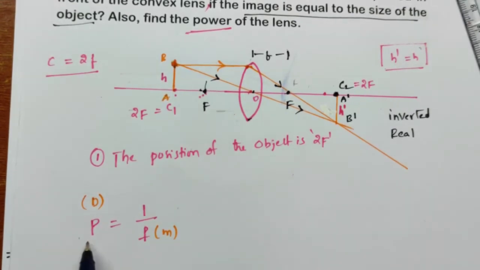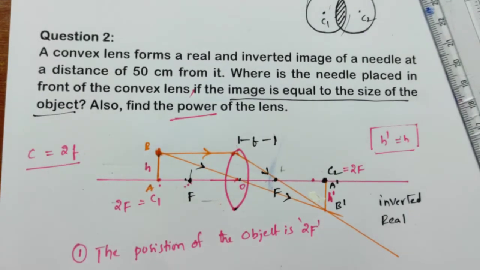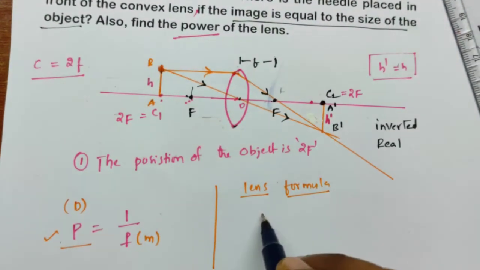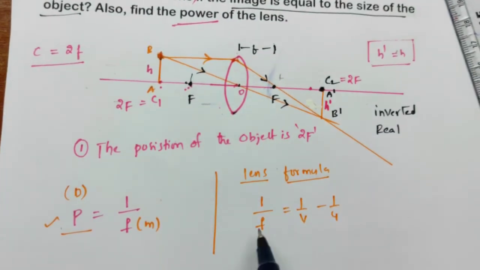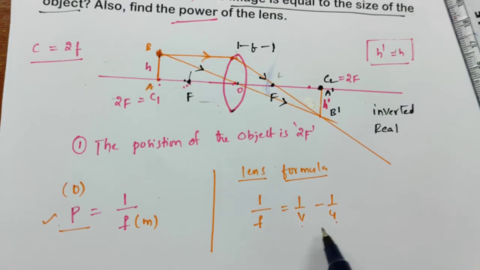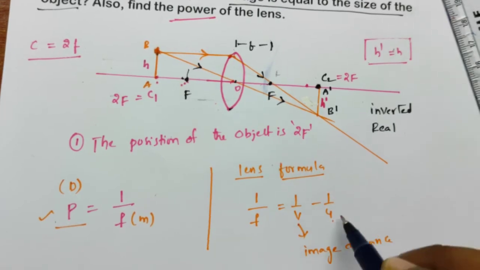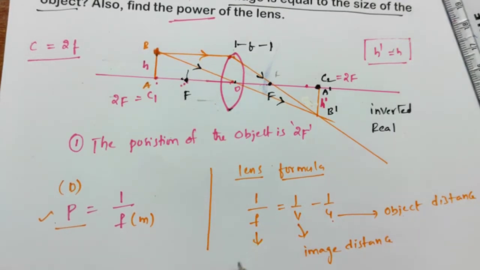So we need to find the power. For that we need focal length. Do you know the focal length here? They didn't give the focal length here. But how to find the focal length? We have the lens formula. So by using the lens formula we can find it. The lens formula is 1 by f is equal to 1 by v minus 1 by u. Here f means focal length, v means image distance, and u is the object distance.